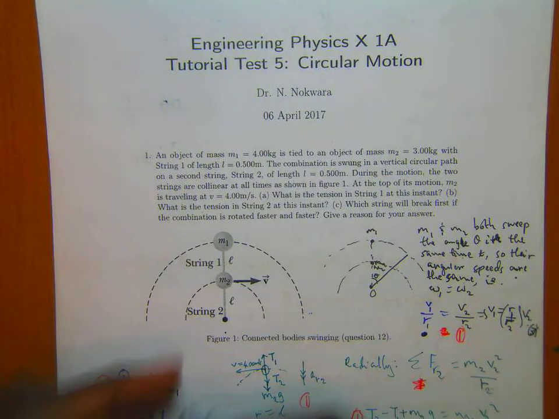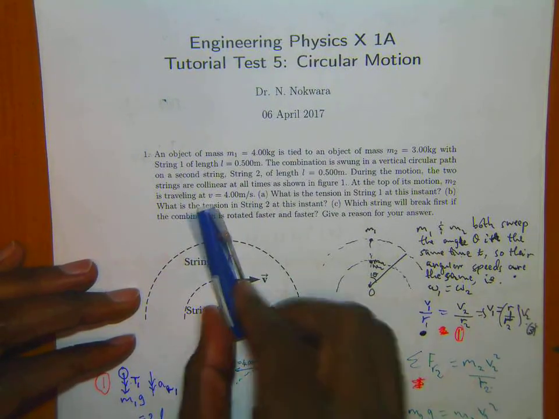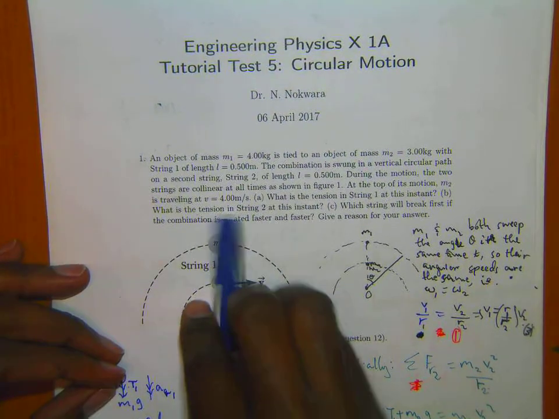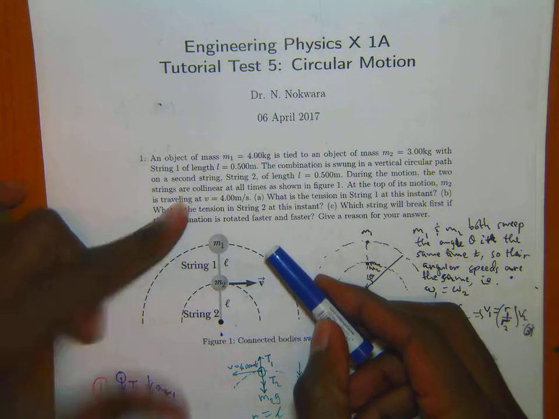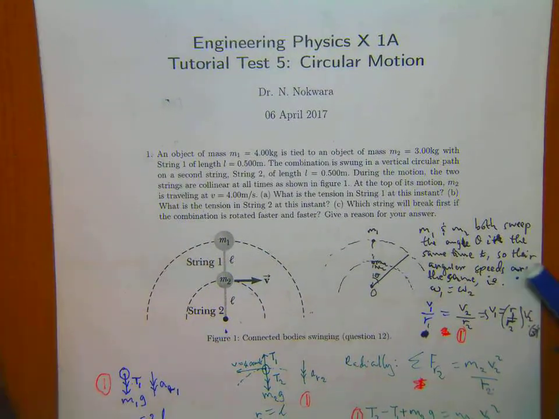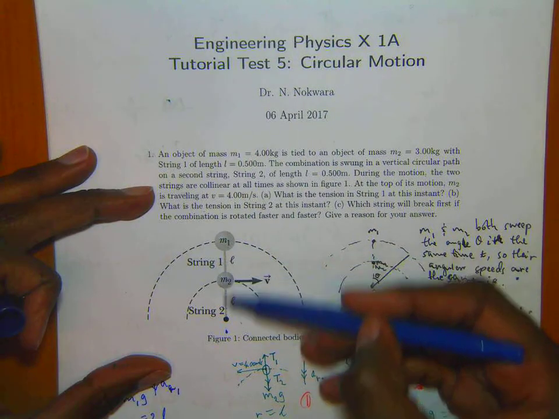The path, just for the sake of recording, is moving like that, in a vertical circular path, in such a way that the strings are collinear. What does it mean for the strings? They are on the same line, linear. So co means same, okay? So the strings are in the same line, collinear.